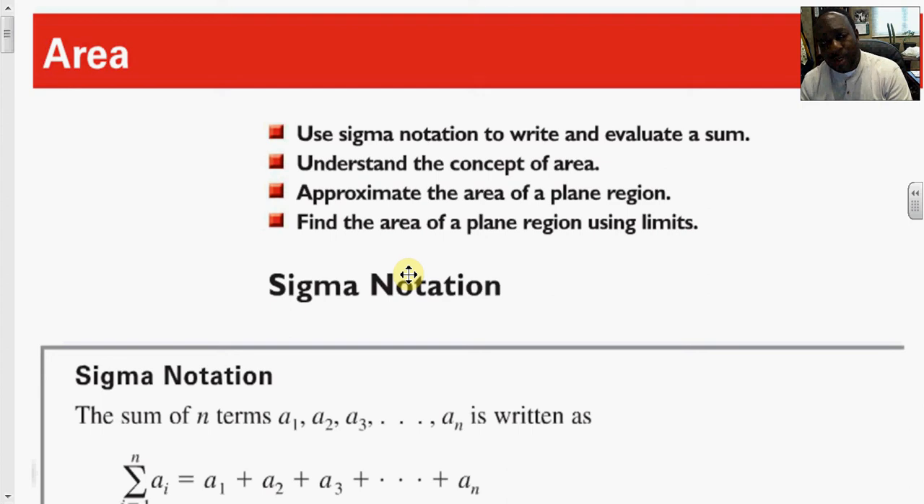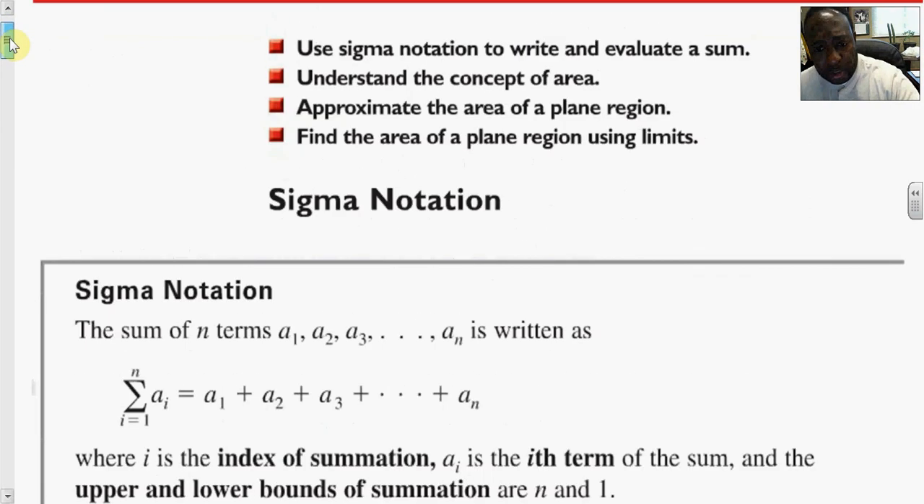And you take those partitions, those rectangular slices, you make them as thin as possible with the limit process, and then you add or sum up all of these rectangles. Well, that summation requires understanding the sigma notation for the summation. And then from there, we can establish a foundation for finding the area under the curve of a particular function.